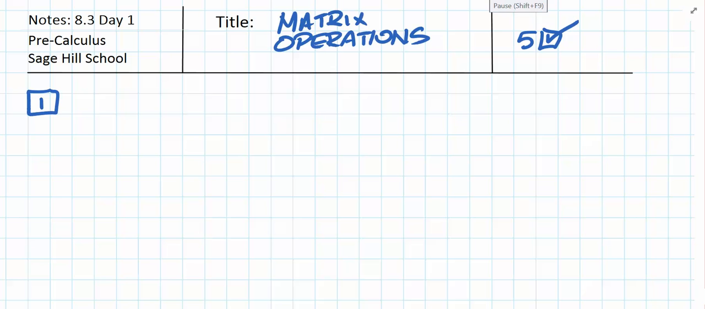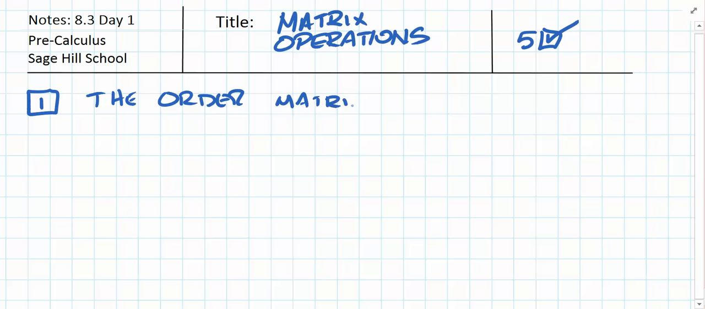I think I covered most of this stuff with you last time. So let's just talk about this. When we talk about the order of a matrix, what are we talking about? Yeah, we're talking about just row by column, right? So I want to make sure that I cover that.